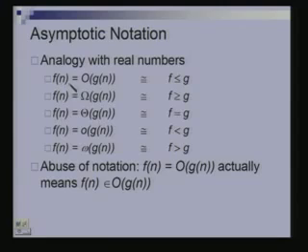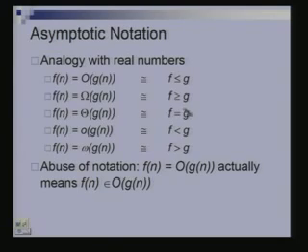So when I say that f of n is big O of g of n, I am really saying that the function f is in some sense less than or equal to g. That's in fact what we used in the definition: f of n is less than c times g of n. So the analogy with real numbers is when a number is less than or equal to another number. Omega is for greater than or equal to, theta is equal to.